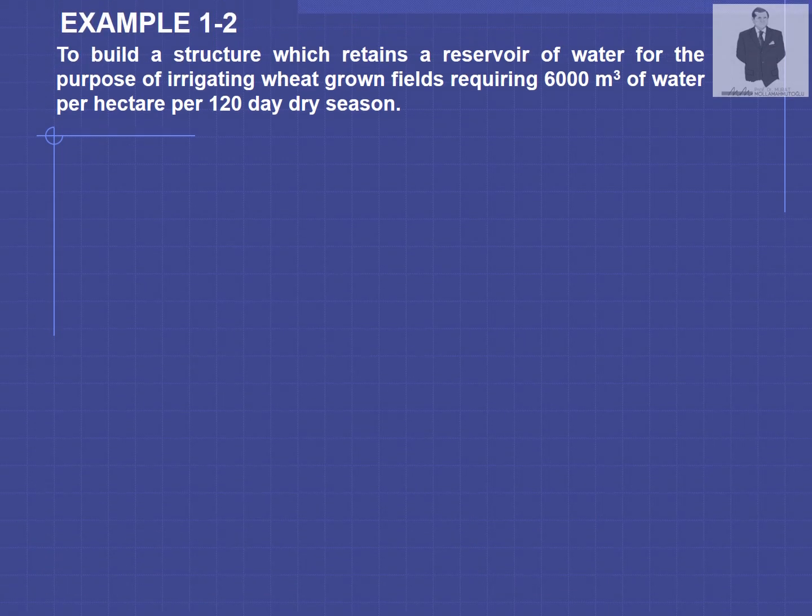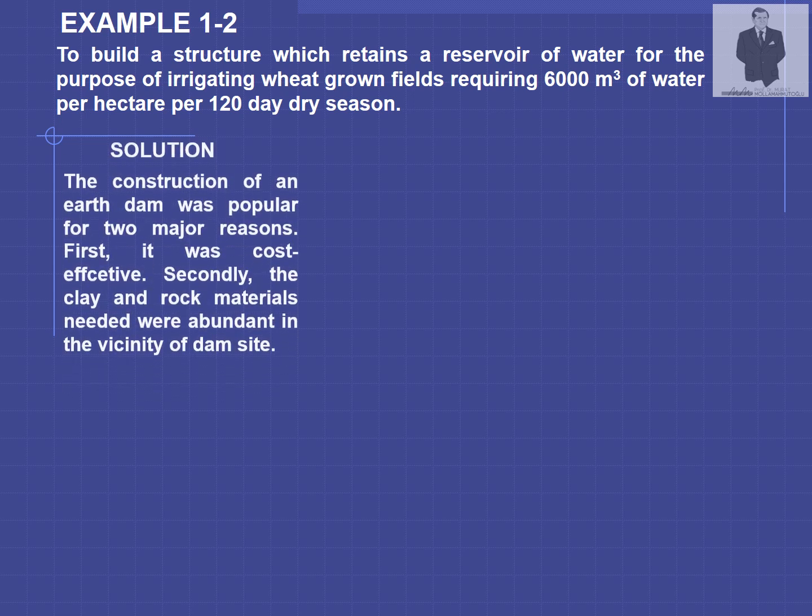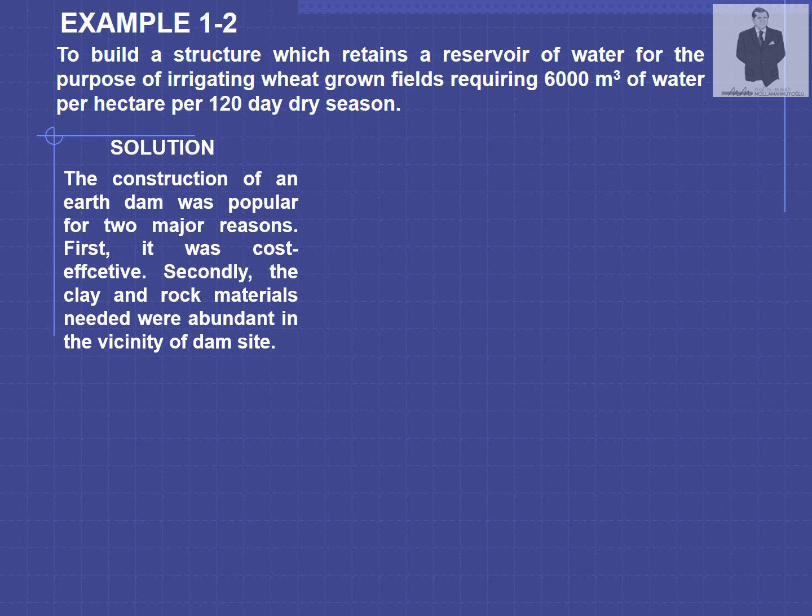This is the second example for the usage of soil as a construction material. In this project, it was planned to build a structure to hold a large amount of water, about 6,000 cubic meter per hectare per 120-day dry season for the irrigation of wheat-grown fields. The geotechnical engineer studied this project and decided that the desirable solution was to construct an earth dam.